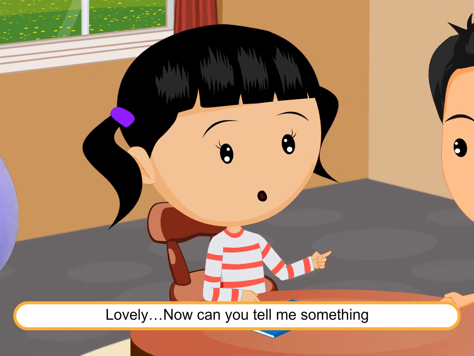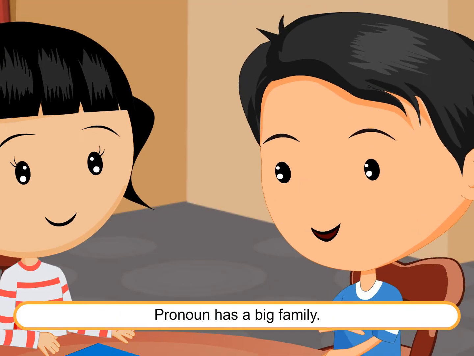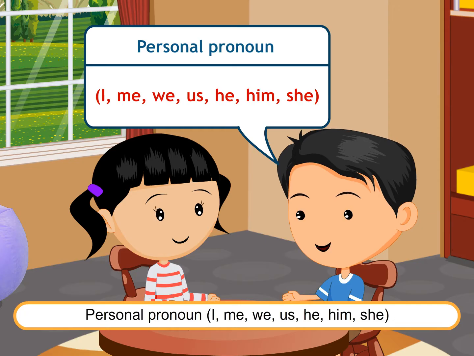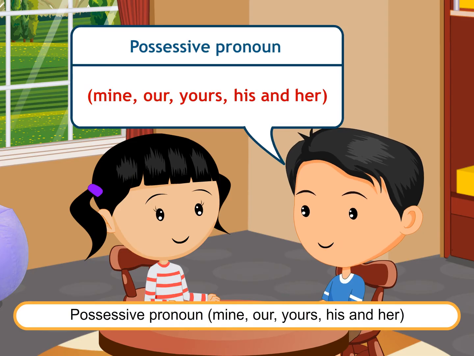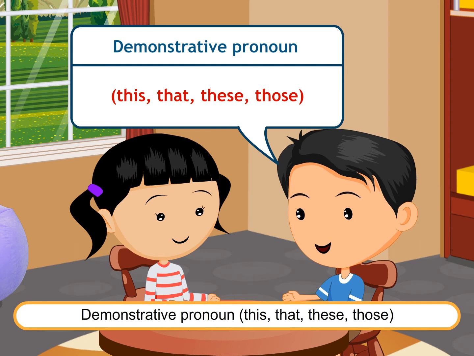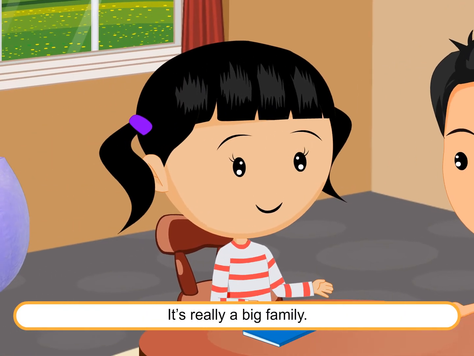Lovely. Now can you tell me something about the other members of the pronoun family? Why not, Sandy? Pronoun has a big family. They are personal pronouns: I, me, we, us, he, him, she. Possessive pronouns: mine, our, yours, his and her. Demonstrative pronouns: this, that, these, those. Interrogative pronouns: what, who, which, whose, whom. It's really a big family.